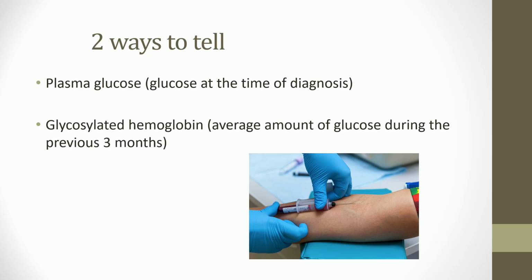So if we have high levels of glucose, this glucose will stick to hemoglobin, and we will manage to find that presence of glucose in our hemoglobin even months after the peak of glucose. So glycated hemoglobin tells us the average amount of glucose during the previous 3 months of that patient's life.